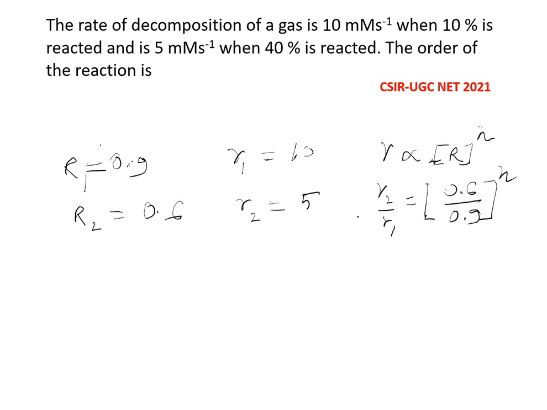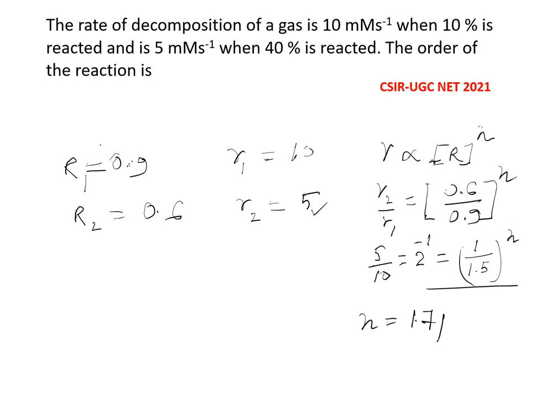Okay. Now R2 is given as 5, so 5 by 10. That means half. Half means 2 to the power minus n, and it is something 1 by 1.5 to the power n. So if we just take log of both sides, and finally we get the order, and that would come as 1.7971. Okay. Let us see the options.